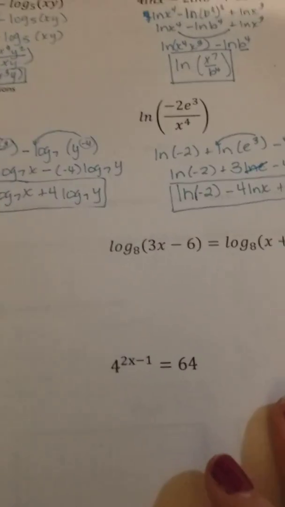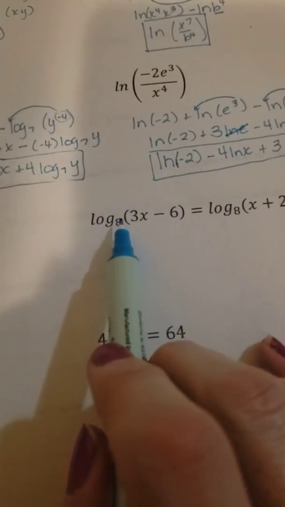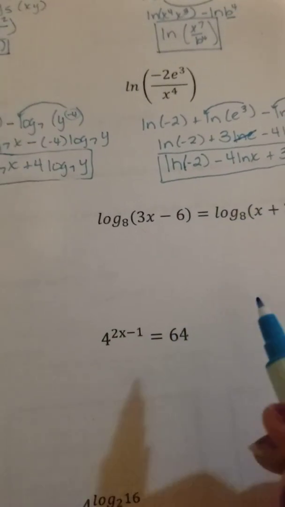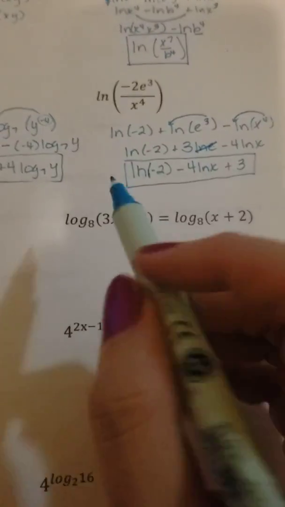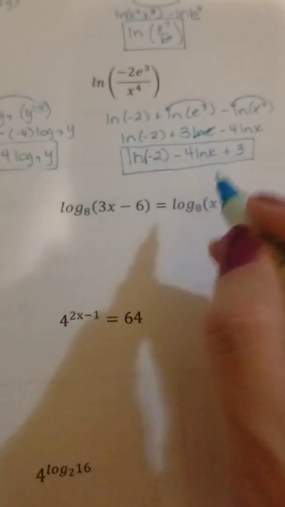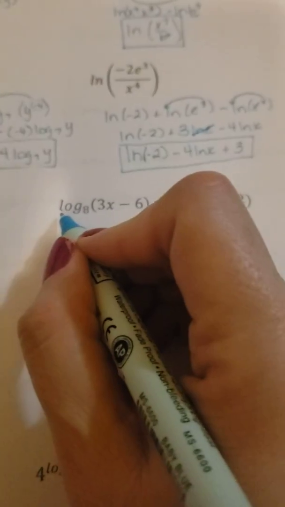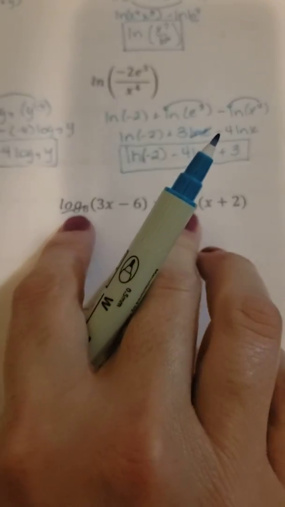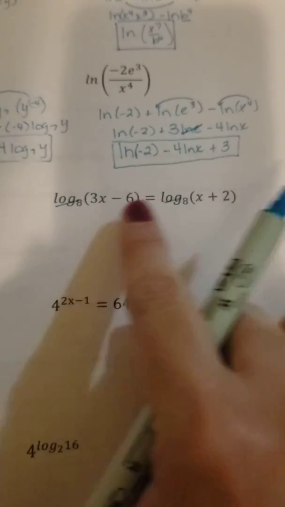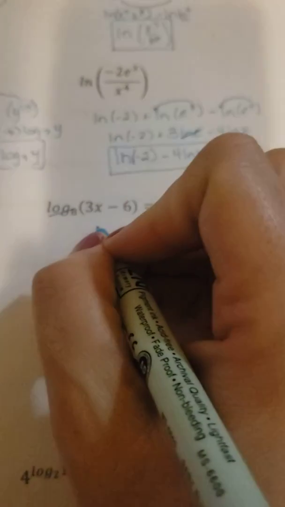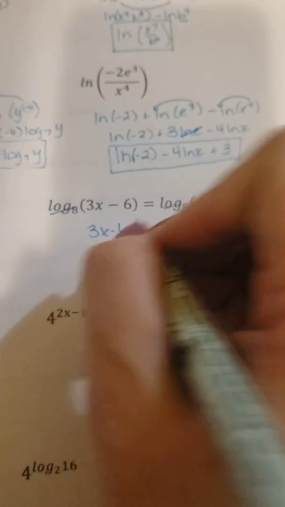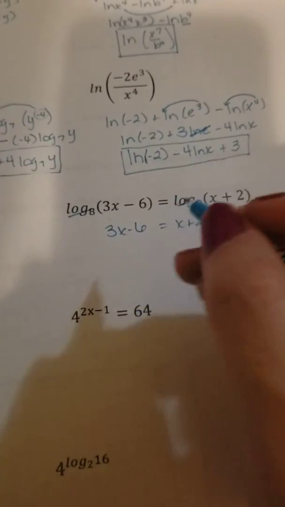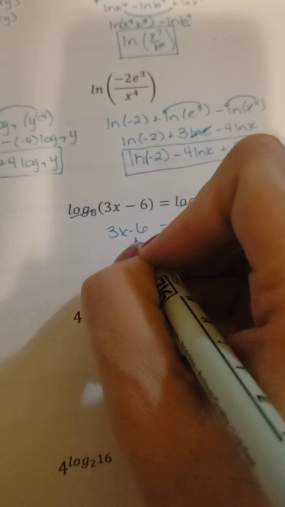Now over here, what I have is log base 8 of 3x minus 6 equals log base 8 of x plus 2. So there's a logarithm rule, if you remember, that says if your log base is the same, it does not really matter anymore, because since, for example, these are both log base 8, the arguments have to be equal to each other. So 3x minus 6 equals x plus 2. I'm going to use my preferred method for solving, but you feel free to use whatever method you like.